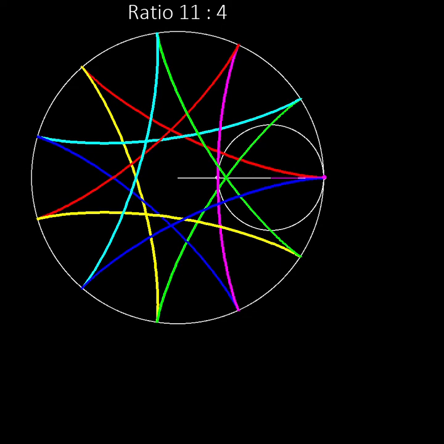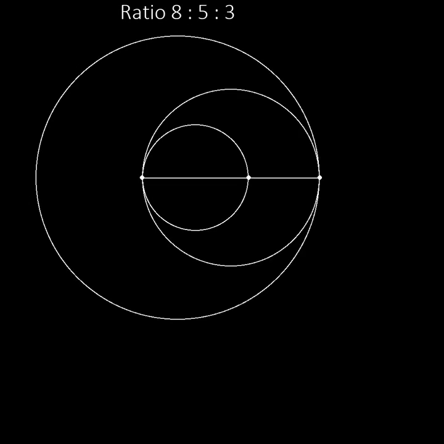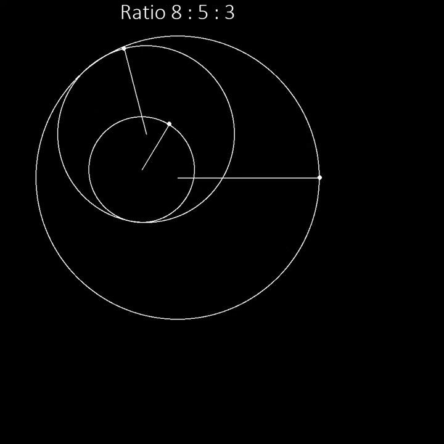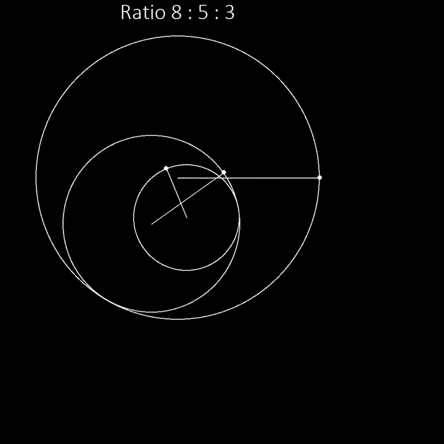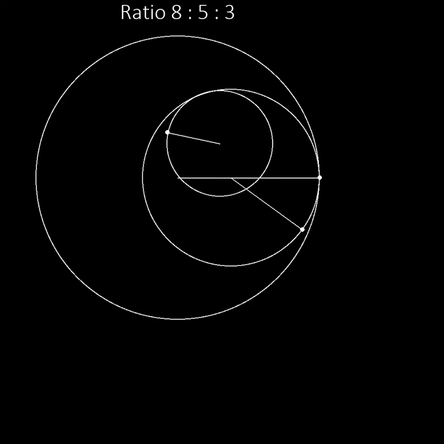We can get even more complicated patterns by combining epicycloids with different ratios. For example, we can use 3 wheels with sizes in the ratio 8 to 5 to 3. The smallest wheel rolls around the inside of the middle-sized wheel, and that wheel in turn rolls around the inside of the largest outer wheel.